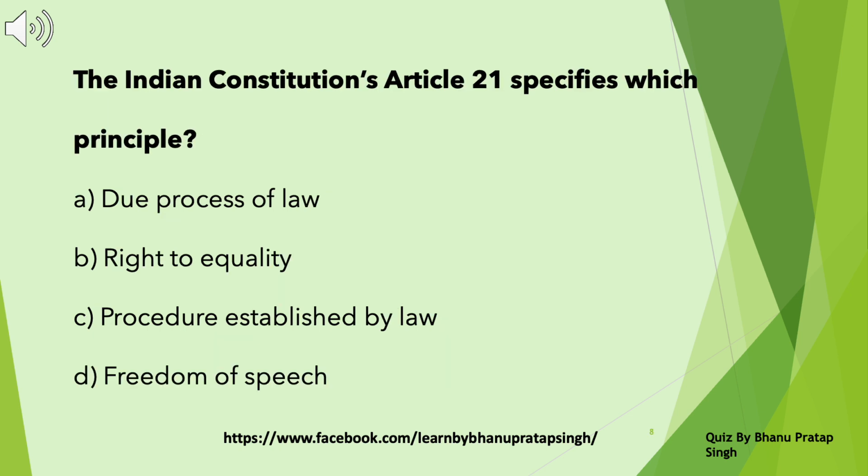The Indian Constitution's Article 21 specifies which principle? A. Due process of law. B. Right to equality. C. Procedure established by law. D. Freedom of speech. Choose the correct answer. Answer C. Procedure established by law.